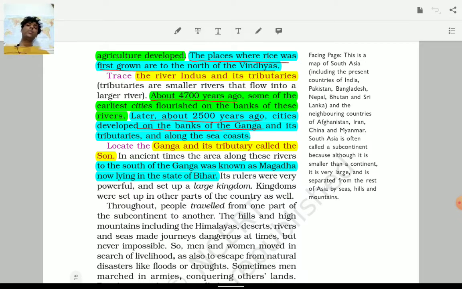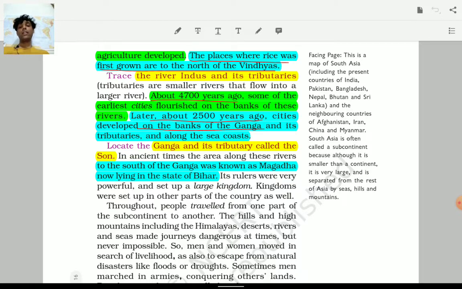Later, what happened 2500 years ago? It clearly states that cities developed on the banks of the Ganga and its tributaries. So we will look at the Ganga river and its tributaries as well. The Son is one of the important tributaries of the Ganga. To the south of the Son, there was a kingdom known as Magadh. Magadh is today in the state of Bihar. So in that era, Bihar was known as Magadh.